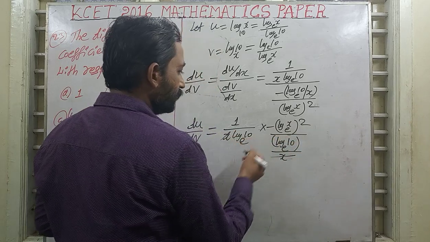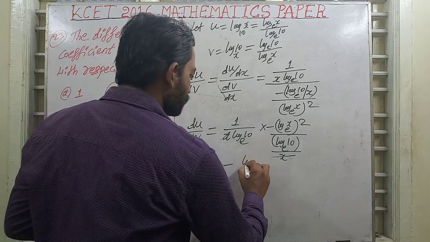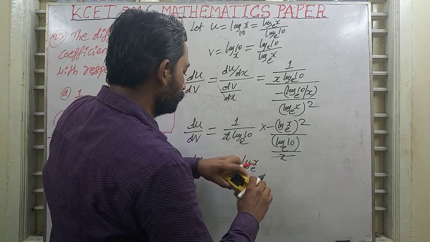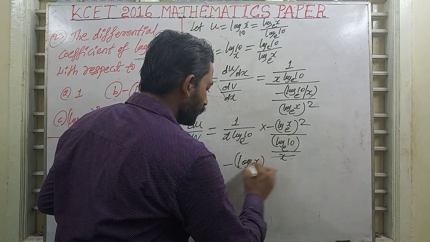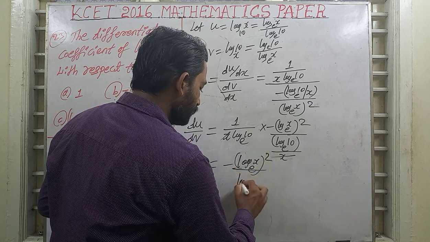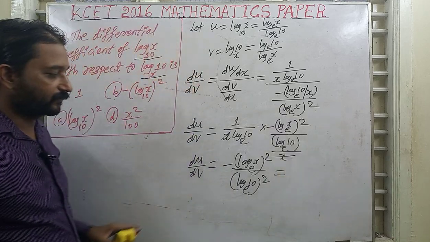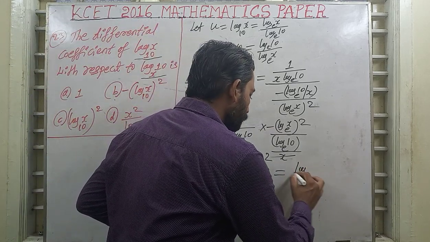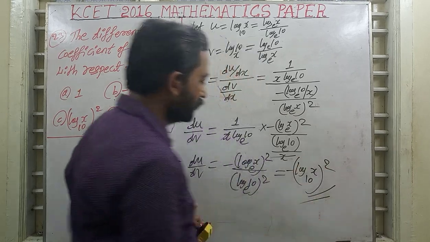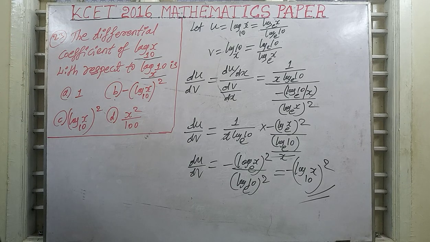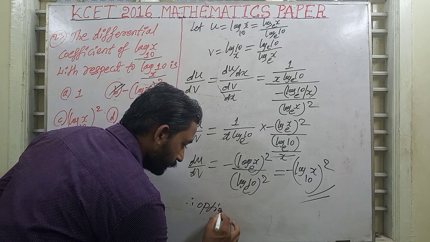Here x cancels, so it becomes du by dv is equal to minus log x base e whole square in the numerator, denominator log 10 base e whole square. So now it can be written using the base rule as minus log x base 10 whole square. So this is the good answer. Which option matches the answer? Option B. Therefore option B is correct.